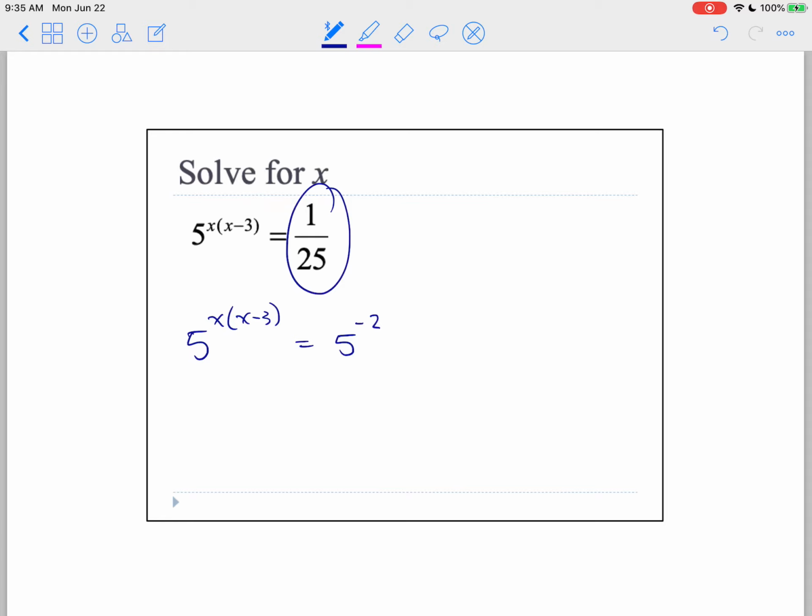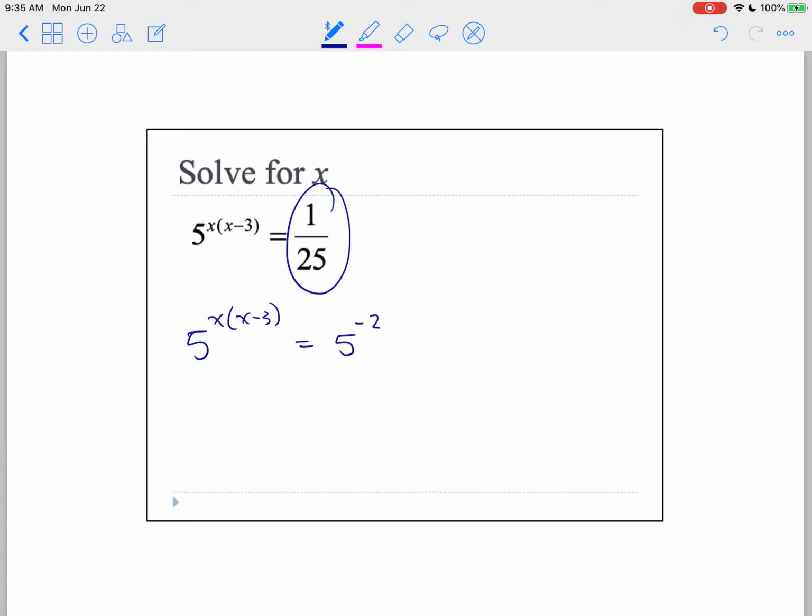If you stop and think about that for a second, you might not have thought to do that, but now that I'm telling you, hopefully you can look at that and say, oh yeah, 1 over 25 is 5 to the negative 2. The negative exponent makes it 1 over 5 squared, and 1 over 5 squared is 1 over 5 times 1 over 5, which is 1 over 25.